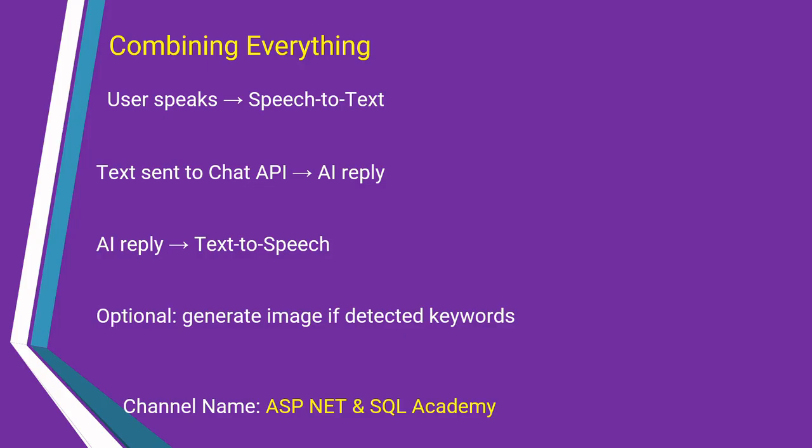Here is the full workflow. Voice input becomes text, AI responds, and the response is spoken back. If the user mentions an image, the app triggers image generation automatically.